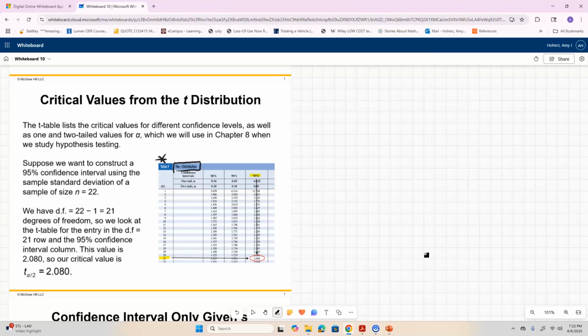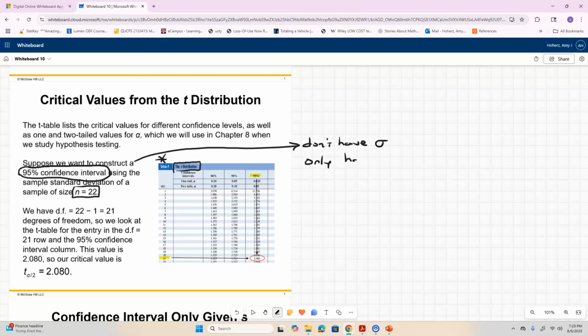It does list the z values all the way at the bottom, but this is actually the t distribution table. So let's say we wanted to do a 95% confidence interval. They told us in the problem that we want a 95% confidence interval, and we had a sample size of n equals 22. It goes without saying, but we don't have sigma. We only have s. Okay, so say that was the circumstance.